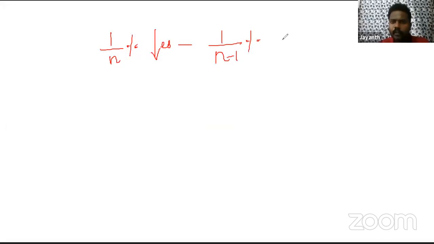And one more thing, the same thing: if 1/n% decreases, then the increase is said to be what? 1/n minus 1% will be the increase.